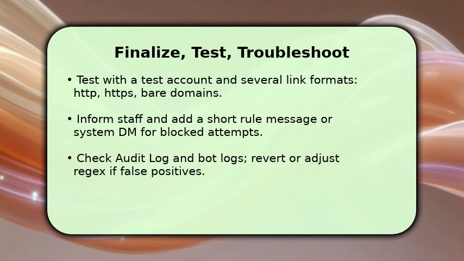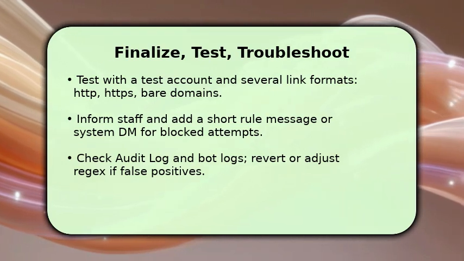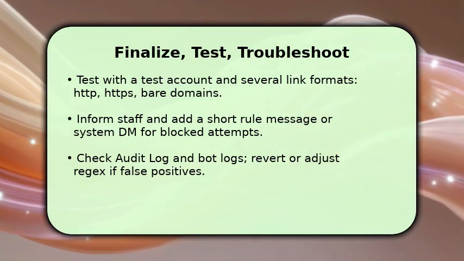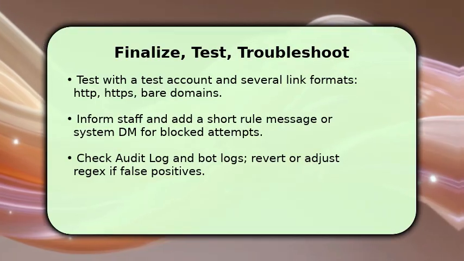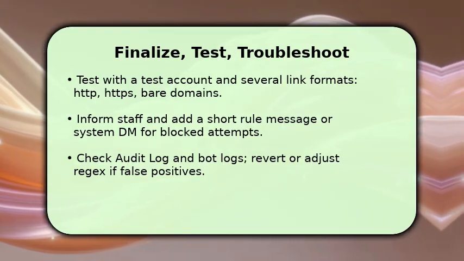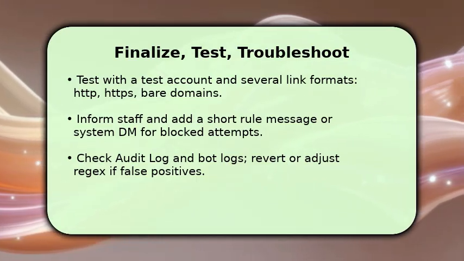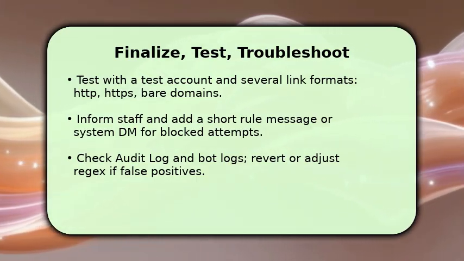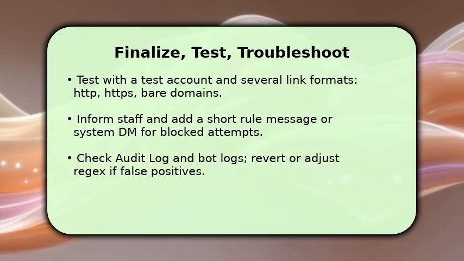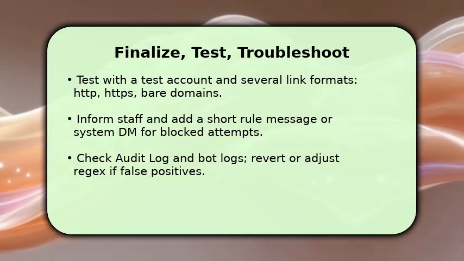Finish by testing thoroughly. Try sending links in restricted channels with different formats and subdomains so you catch edge cases. Make sure you inform moderators and post a short pinned rule or automated DM explaining the new policy so users know why links fail. Monitor the audit log and any bot logs for blocked messages.